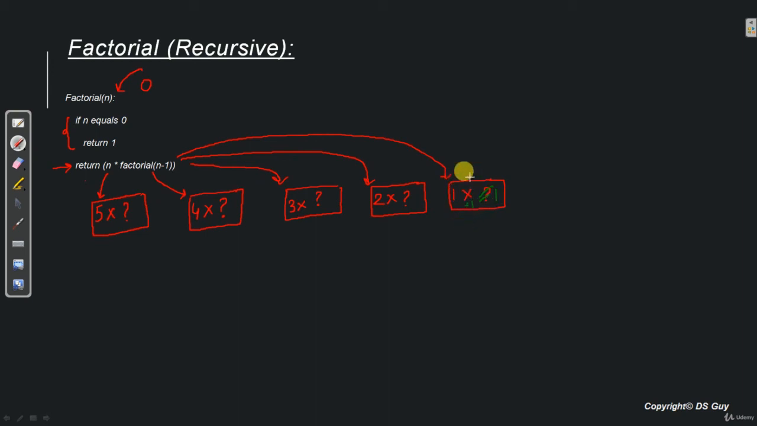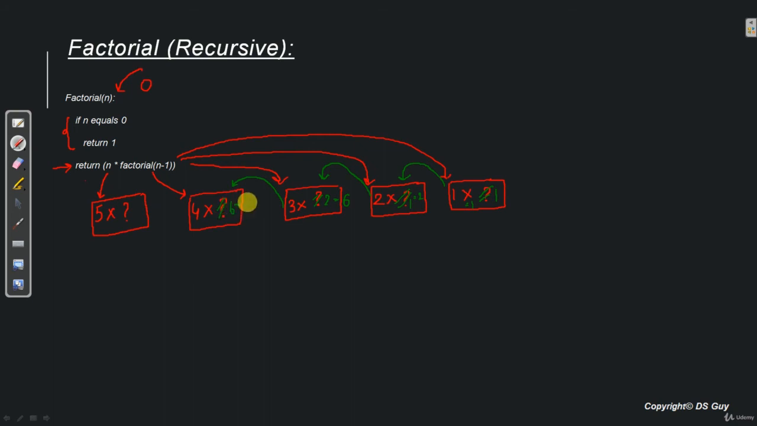So this value gets returned and it comes over here instead of this question mark. So instead of the question mark, now it returns a value 1. So 2 into 1 is 2. So now this value 2 comes over here, replaces this question mark. So we put 2 over here. So this becomes 3 into 2 is equal to 6.